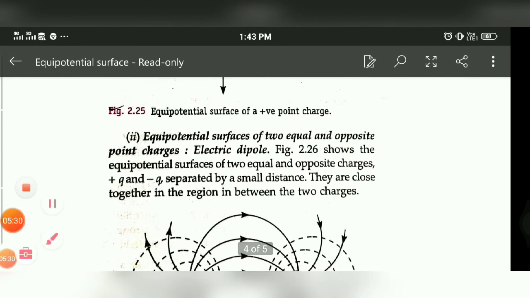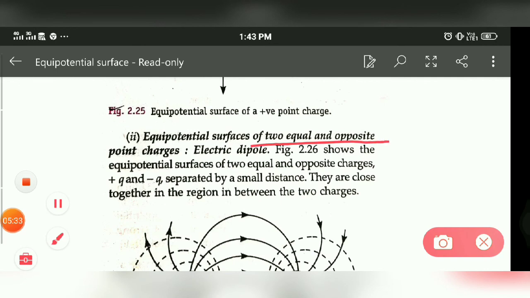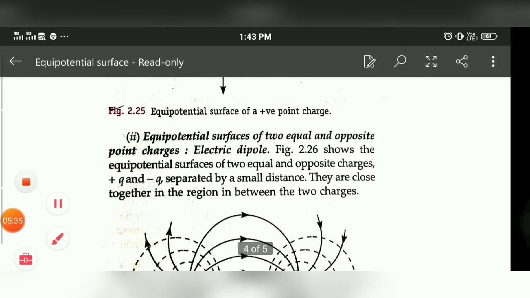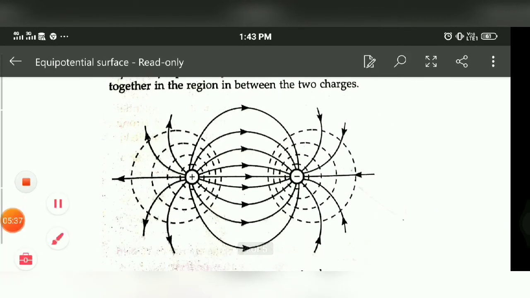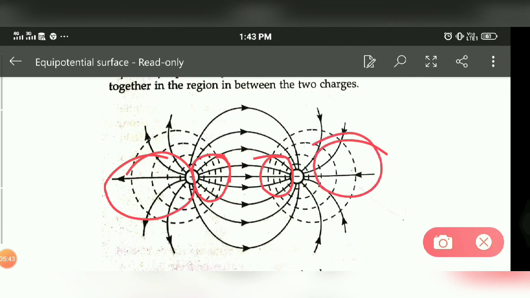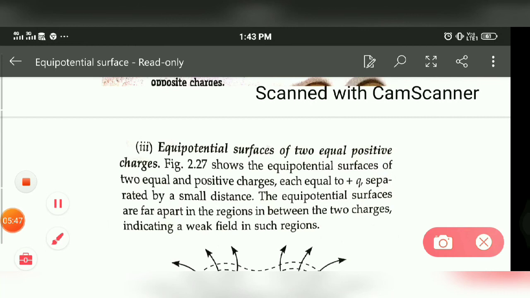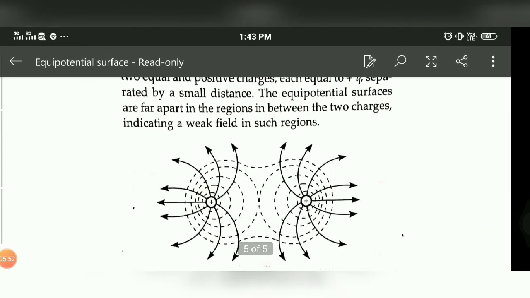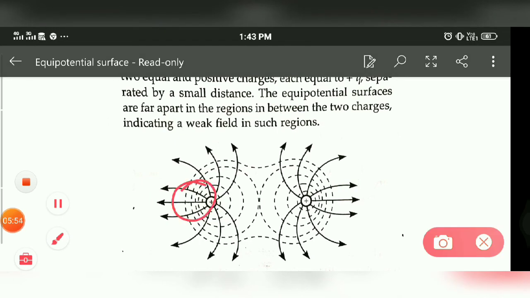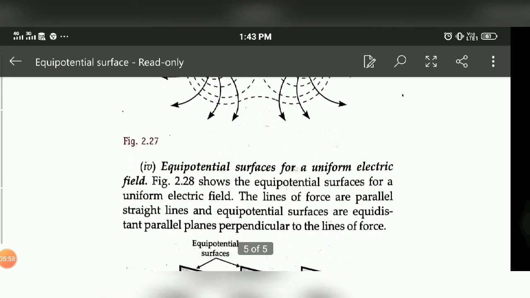Next, if we have two charges which are equal and opposite, the equipotential surfaces look like this. From the center they appear to be closer, from this side they appear to be closer, and from here they appear to be far away from each other. This was for two opposite charges. For equal charges they will look like this. From here they will be close, but here they will lie far apart.